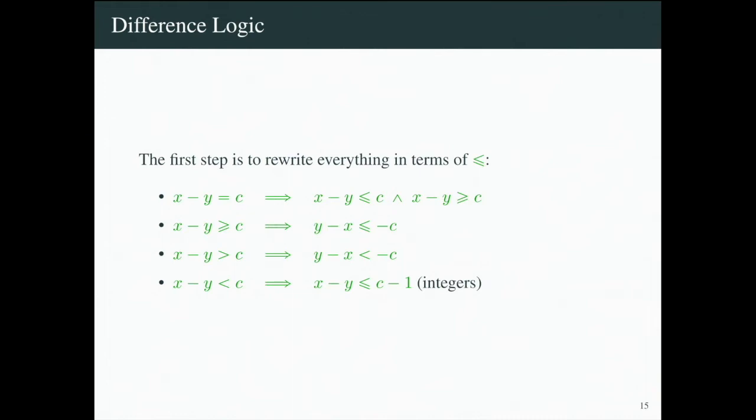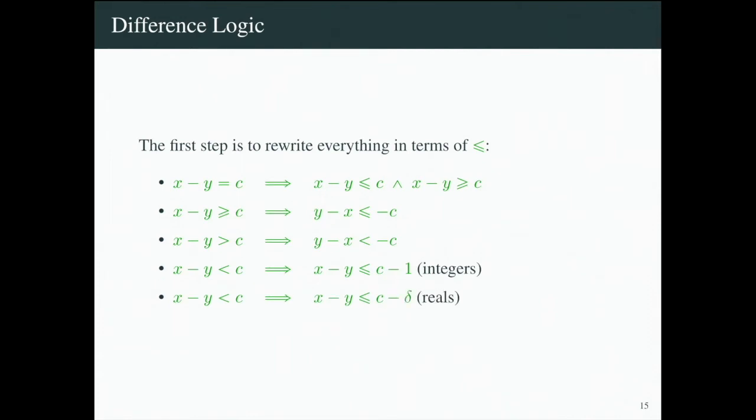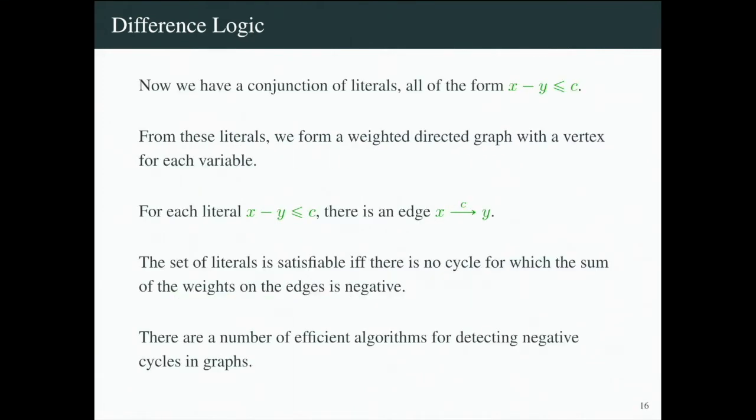And then for less than, there's this trick. If we're in the integer domain, we can rewrite less than using less than or equal. If we're in the real domain, it's a bit of a pain. What you have to do is introduce this delta, which represents a very small number, and then you have to do some extra work to figure out what value of delta ensures that you're still correct. I'm not going to go into that, but you can read papers about it. So we can turn everything into less than or equal, which is great.